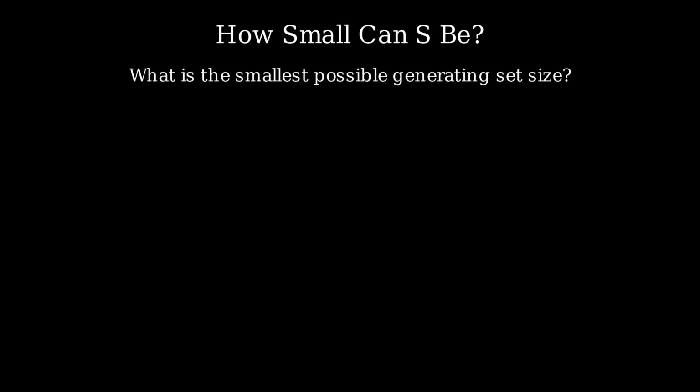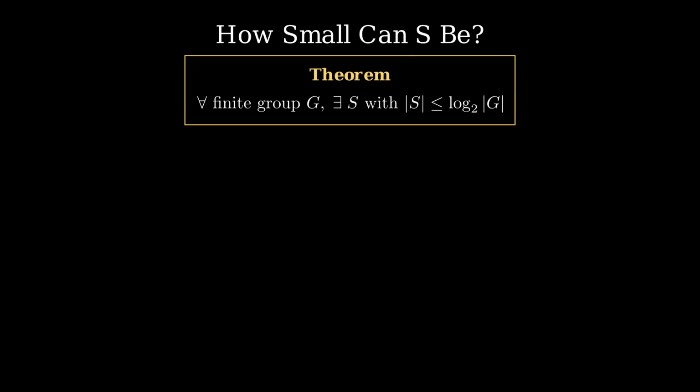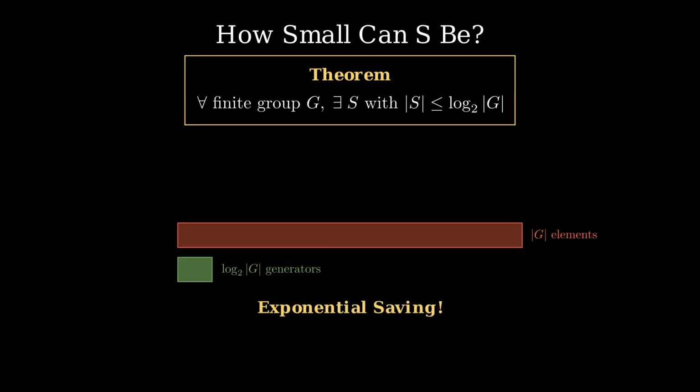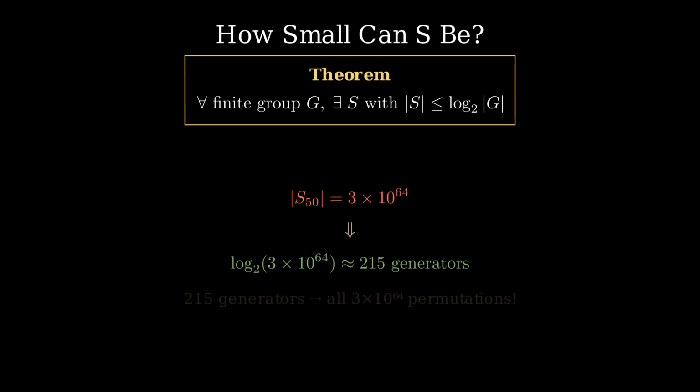Even though finding the exact minimum generating set is NP hard, we can still ask, what is the smallest possible size? A classical theorem gives a beautiful answer. For any finite group G, there exists a generating set with at most log base 2 of the order of G elements. This is an exponential saving. The group has |G| elements, but we only need about log |G| generators. For S50, where the group has 3 times 10 to the 64 elements, log base 2 of that is roughly 215. Just 215 elements can generate all 3 times 10 to the 64 permutations.